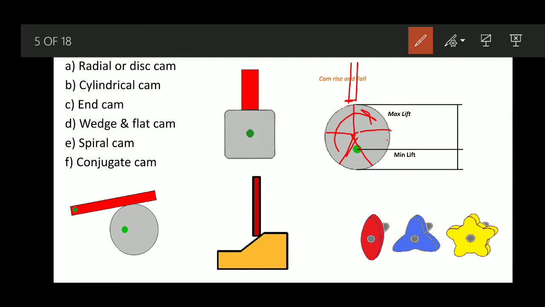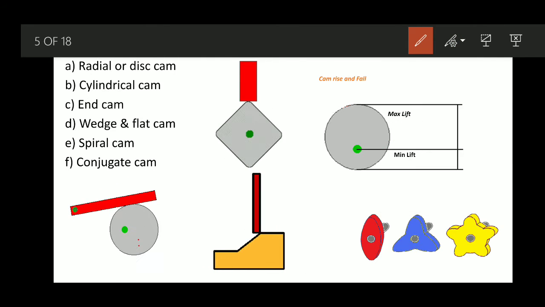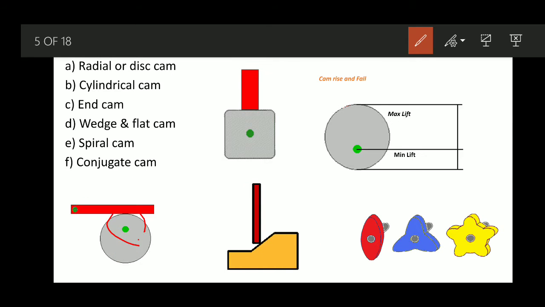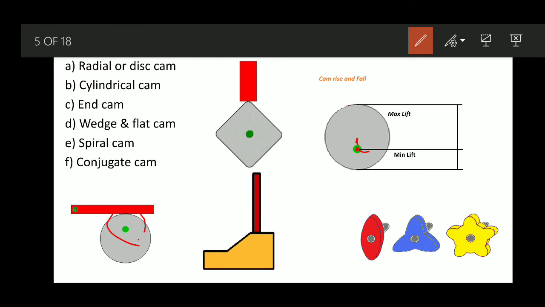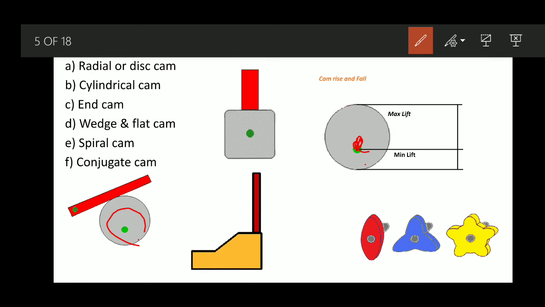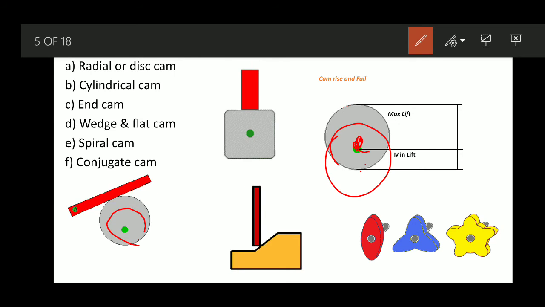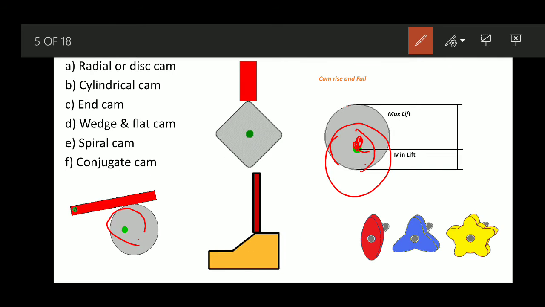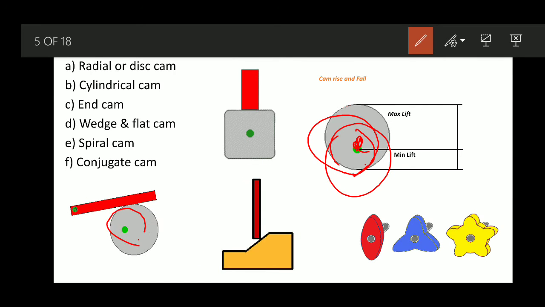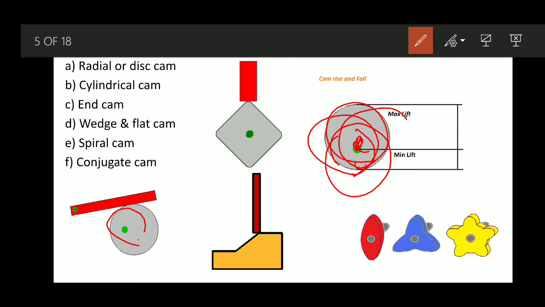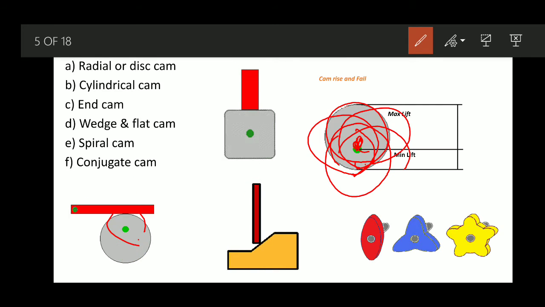But as you can see in this case, the axis of rotation of the cam is here, so sometimes it will look somewhat like this, and sometimes we will have a position like this, also this position, and this position, all depending on this particular center.